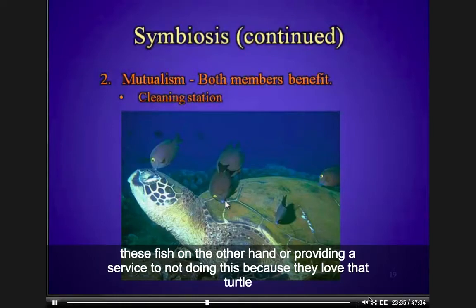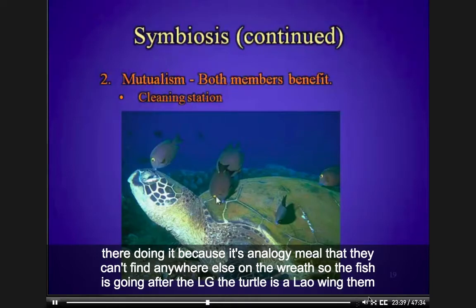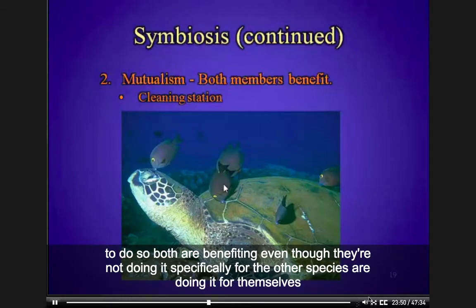These fish, on the other hand, are providing a service. They're not doing this because they love that turtle. They're doing it because it's an algae meal that they can't find anywhere else on the reef. So the fish is going after the algae. The turtle is allowing them to do so. Both are benefiting, even though they're not doing it specifically for the other species. They're doing it for themselves.